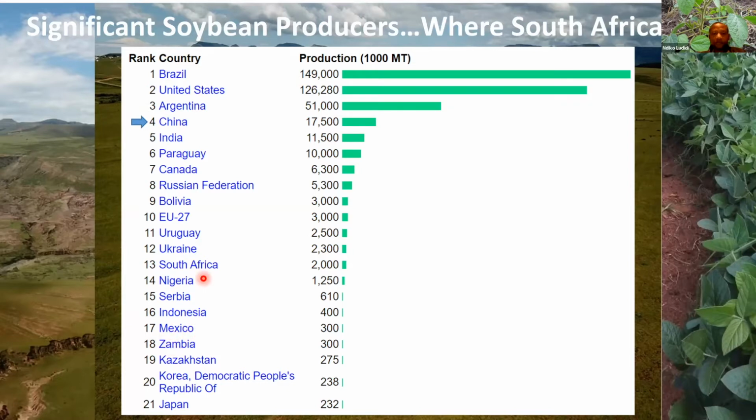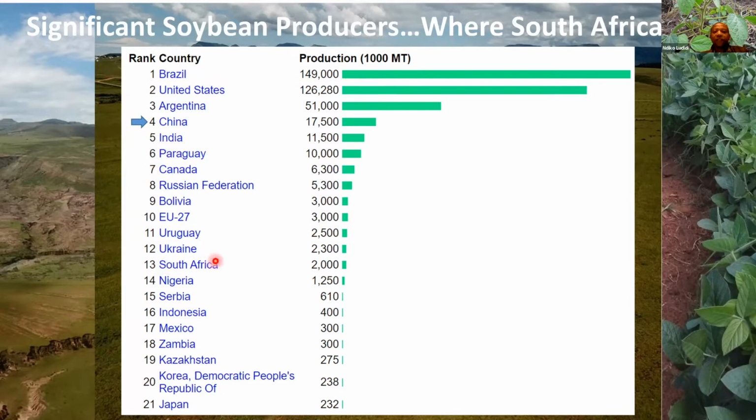And of course, this means that these countries that appear here have a potential to be really significant producers of soybean. But if you look at how much they produce, it's really very little compared to Brazil, which is the top producer, and the United States. In fact, top producers in the world would be Brazil, United States, and Argentina. China, despite being a major consumer of soybean products, is not the top producer.